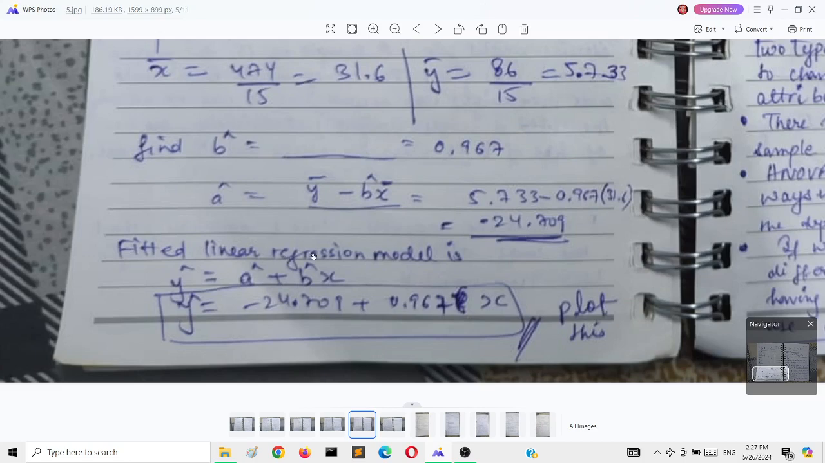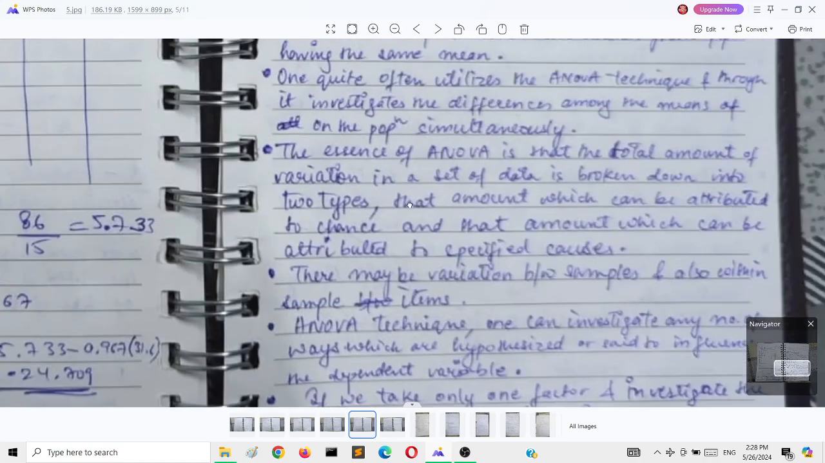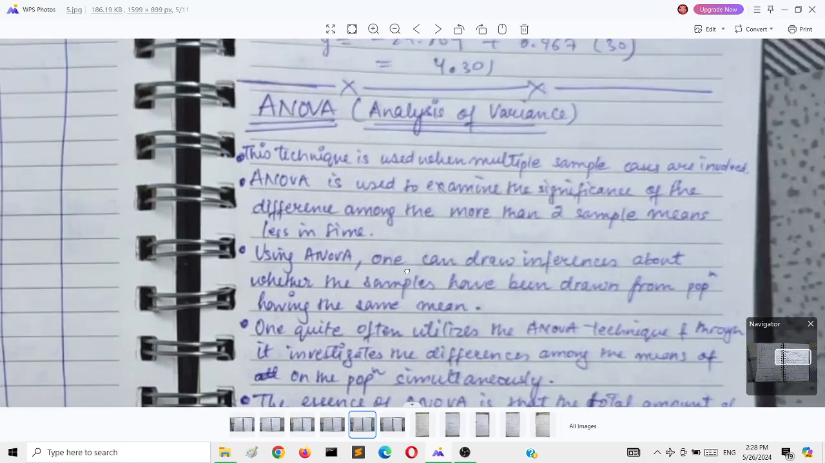So the fitted regression model is y cap equals a cap plus b cap x. So b cap we already know, and x is a new point to be plotted over the graph. Whatever point you get on the graph, you will get the corresponding y cap according to it. And you also get a cap through this particular equation. So this is your whole model, and you can plot this. So this is a regression problem for now.